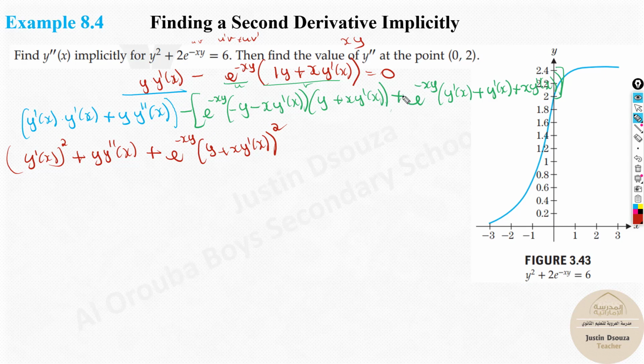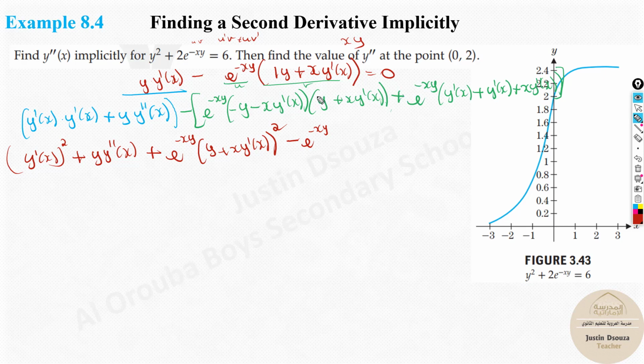This minus over here, it will become negative. Since there is no negative or anything over here, I'll just change this to minus e to the power minus xy. Now what next? Oh, okay, I forgot about this. This term has to be multiplied here and here. It has to be multiplied.